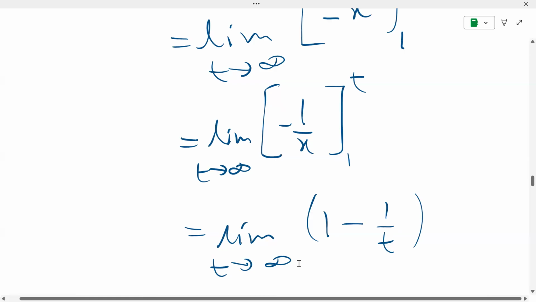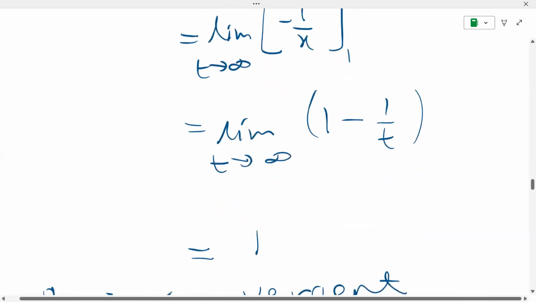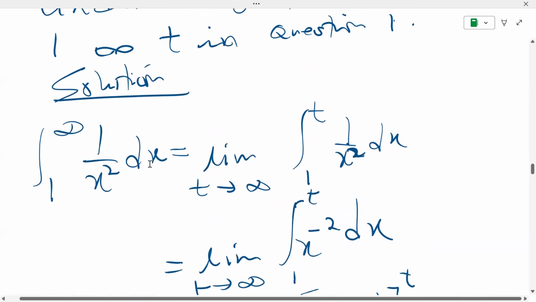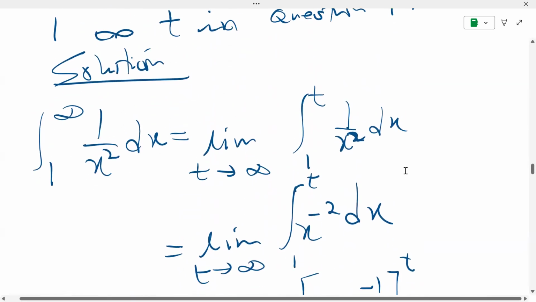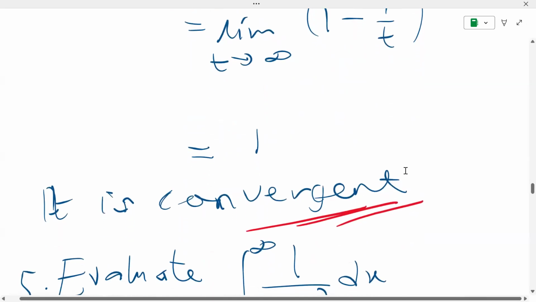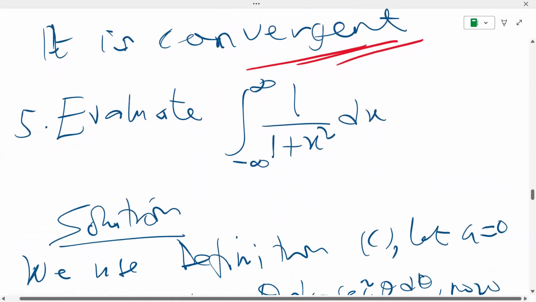Right. Now, as t approaches infinity, it will be 1 over infinity, and that will crush the 1 on top to be 0. So we shall get 1. And so we shall say that it is convergent. So 1 on x squared is convergent. The area is finite. Fantastic. Let's move on to another question.